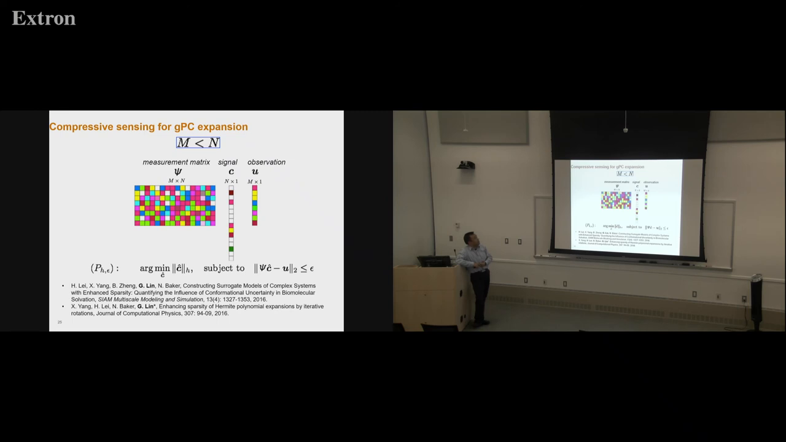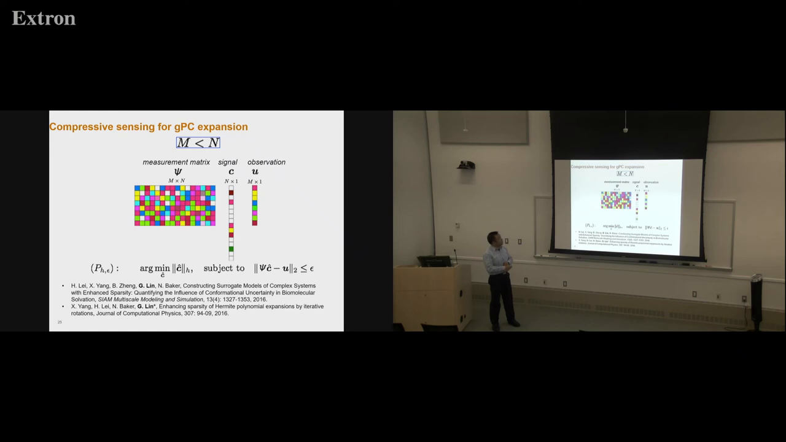We also developed several techniques based on compressive sensing to solve high-dimensional problems. The idea is that instead of solving a problem with a linear solver, we use an optimization algorithm with L0 norm and L1 norm to achieve compressive sensing. However, the accuracy of compressive sensing depends on whether the problem is sparse or not. If the problem is sparse, you get good accuracy; if it is not sparse, you don't get good results. Therefore, we developed algorithms to improve the sparsity of the problem.